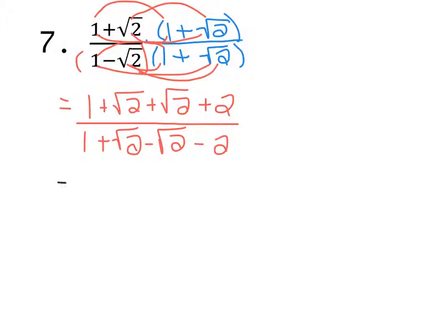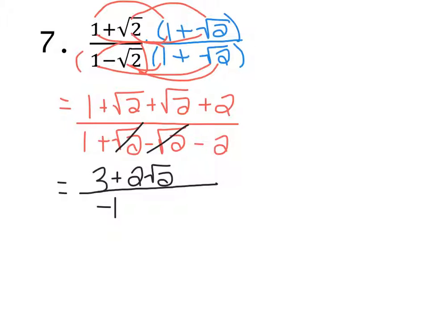Add like terms and we'll be done. So on the top, 1 plus 2 is 3. Square root of 2 plus square root of 2 is going to be 2 square root of 2. On the bottom, 1 minus 2 is negative 1. And then square root of 2 minus square root of 2 cancels.